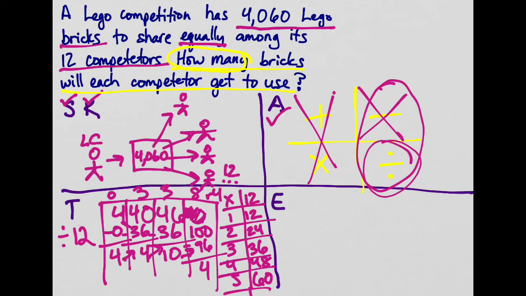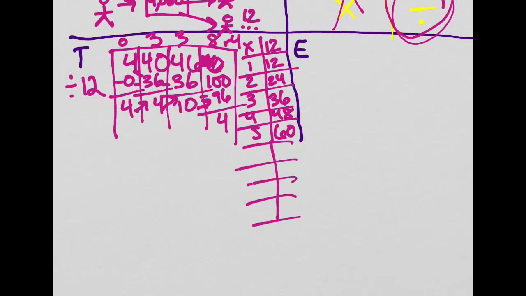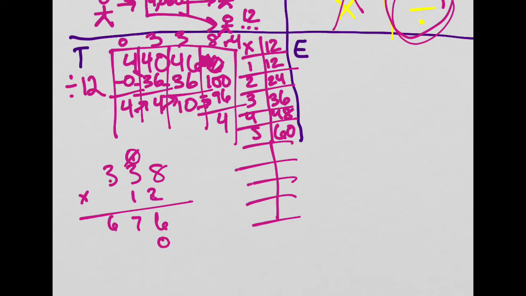Since this is a story problem and I've been working really hard, I'm going to check my work. 338 times 12. 2 times 8 is 16. Carry the 1. 2 times 3 is 6, plus 1 more is 7. 2 times 3 is 6. Now I can do my 0 the hero. 1 times 8 is 8. 1 times 3 is 3. 1 times 3 is 3. Add it up.